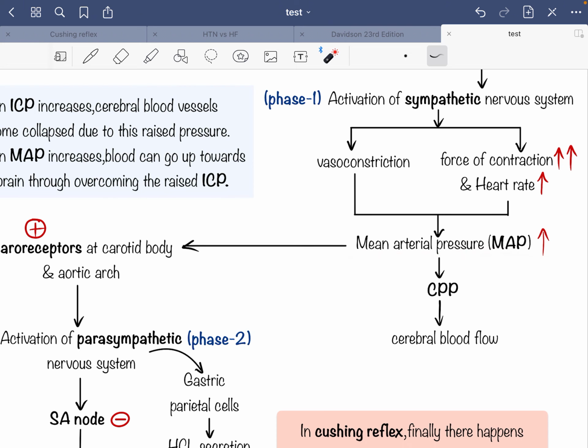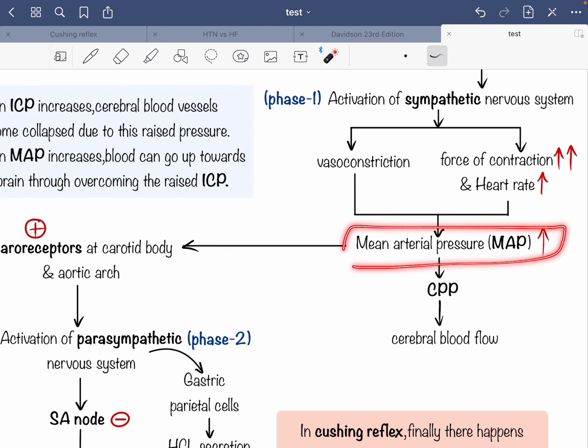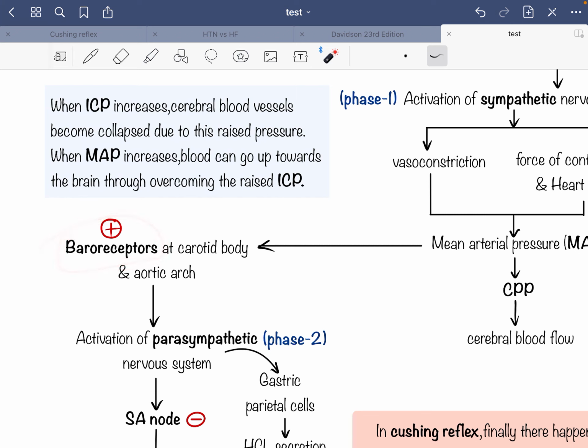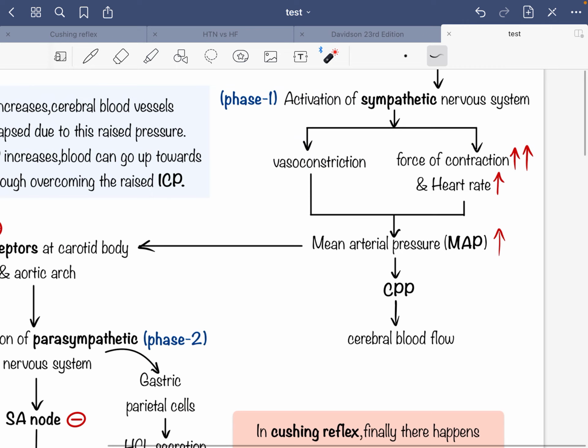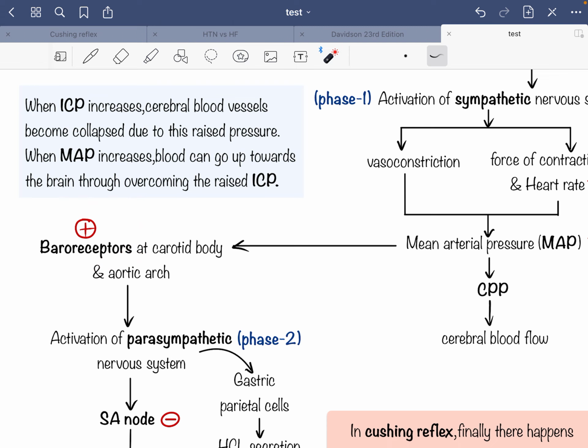increased the mean arterial pressure to increase the blood flow towards the brain, but due to this increment of mean arterial pressure, our baroreceptor will be activated. You know that the high pressure baroreceptor is located in two places. One is at the root of the internal carotid artery, that means the bifurcation between the internal carotid and external carotid artery. Here are the carotid baroreceptors, and the other baroreceptors are located on the aortic arch. So when the mean arterial pressure is increased, these baroreceptors become activated.